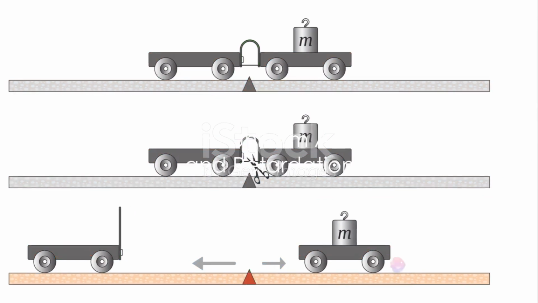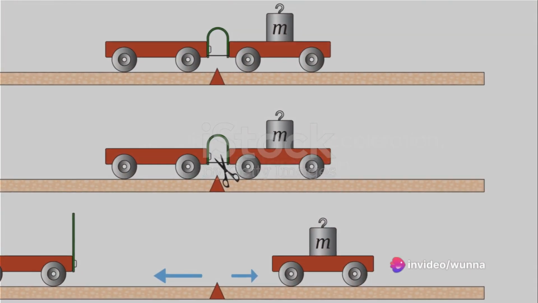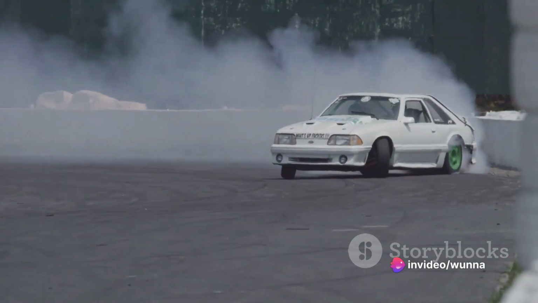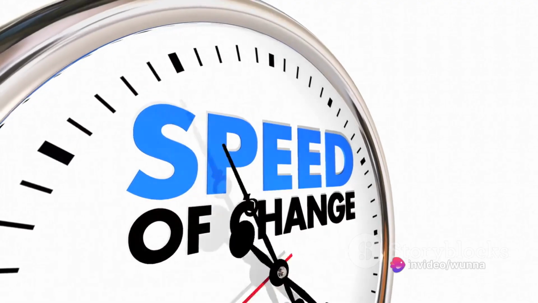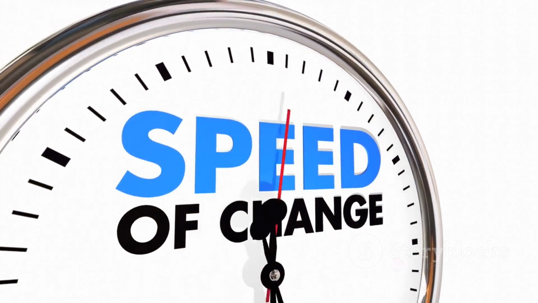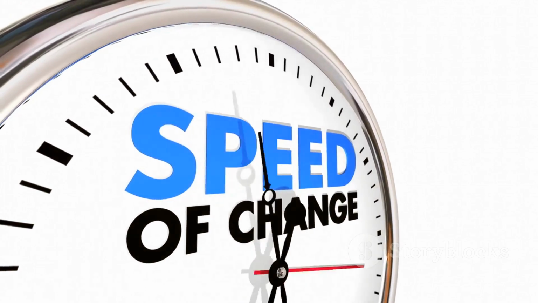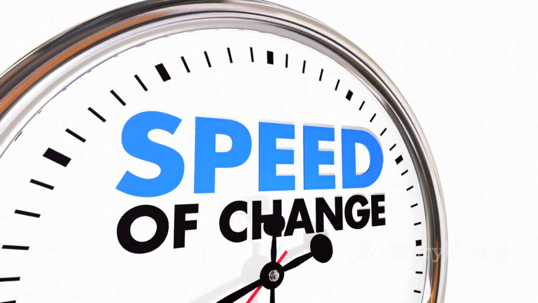What happens when the speed or velocity of an object changes? Well, that's where the concept of acceleration comes into play. Acceleration is defined as the rate at which velocity changes over time. It's about how quickly an object can change its speed or direction. This could mean an object is speeding up, slowing down, or changing direction.